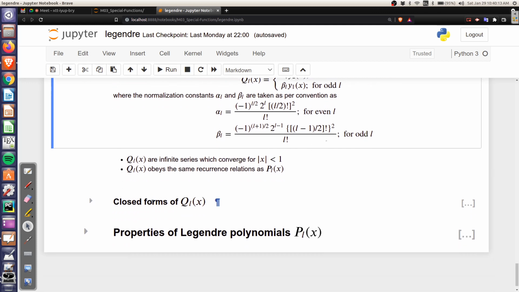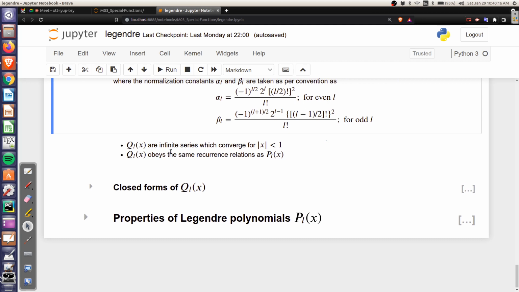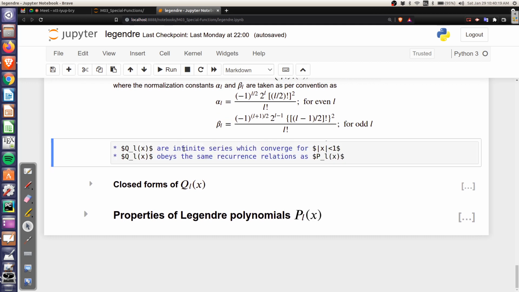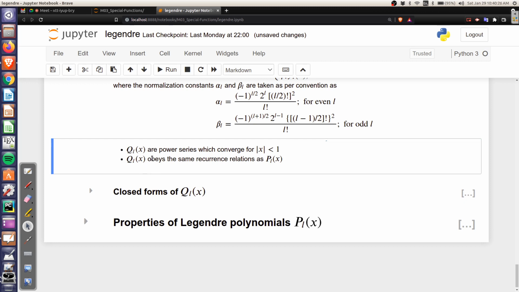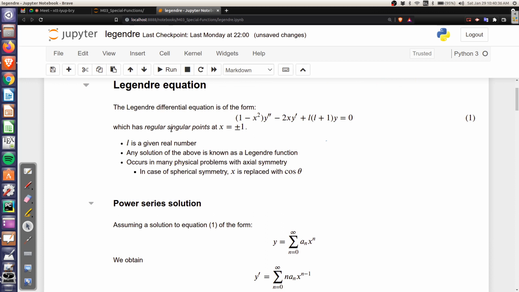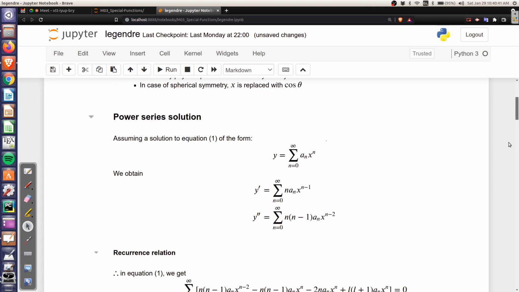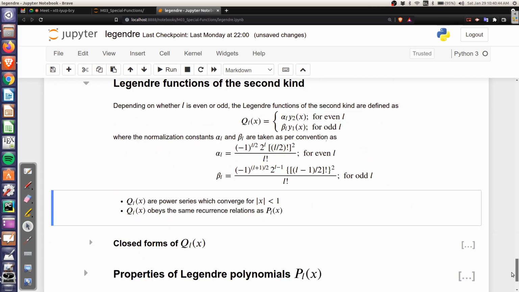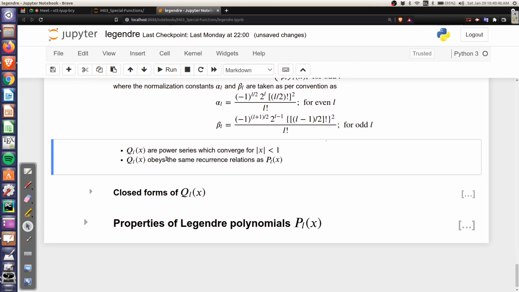So this Q1 and Q2 is an infinite series, or rather, a more appropriate word is power series. So QL are power series which converge for modulus x less than 1. Once again, where does this modulus x less than 1 come from? It comes from the fact that we have regular singular points at x equal to plus or minus 1. So don't lose sight of the original problem. The region of convergence is this, and it follows the same recurrence relations as the Legendre polynomial itself.